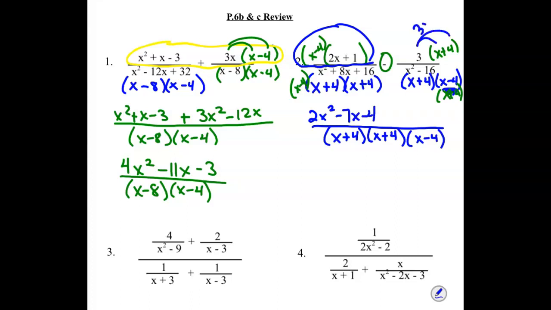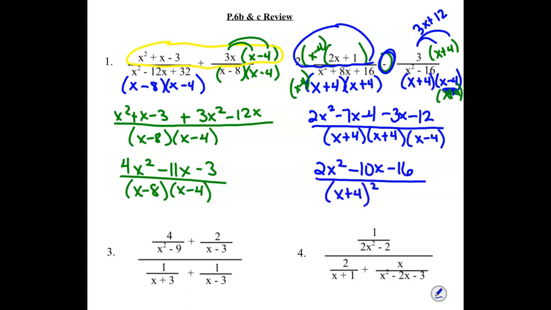In the second part, we are distributing. We would get 3x plus 12. But remember, we are subtracting, so we're subtracting 3x, and we are subtracting a 12. Again, combining like terms, we would have 2x squared minus 10x minus 16, all over our common denominator. I'm going to simplify that a little bit. X plus 4 times x plus 4 is just x plus 4 squared.